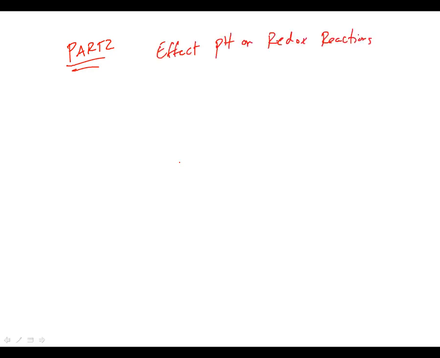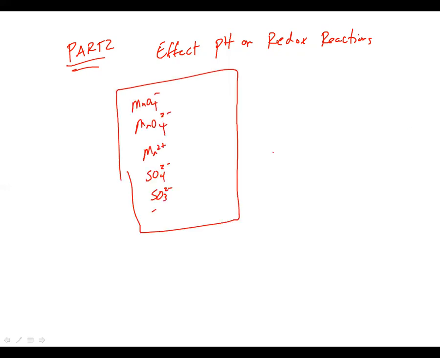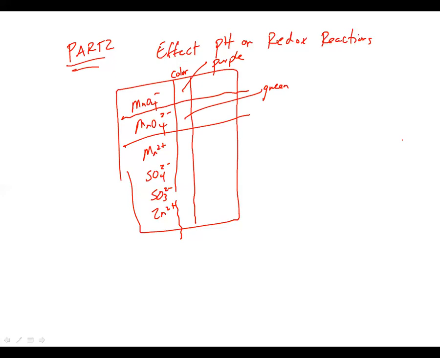So the first thing that you'll see when you go to part two of the experiment is this big table. And this big table will have a whole bunch of things in it, say like MnO4 minus. You'll come across this table, which typically has a color or a type of precipitate, so, for example, descriptions of each of these species.